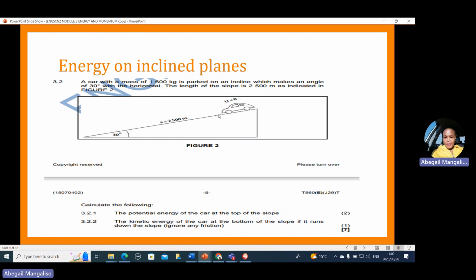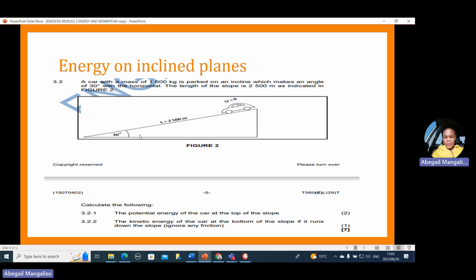Okay, so I'm gonna do one example under energy on inclined plane. You can calculate the energy based on inclined planes where you are given this plane. A plane is the surface where the object is resting or moving. So from here to here is the plane. Then it makes an angle of 30 degrees. Sometimes this statement can be given in words, so you must be able to sketch it.